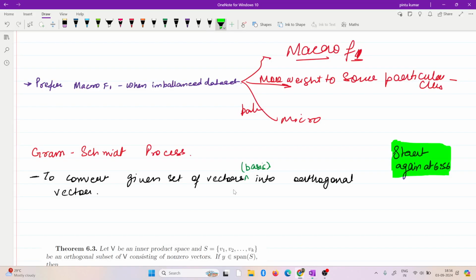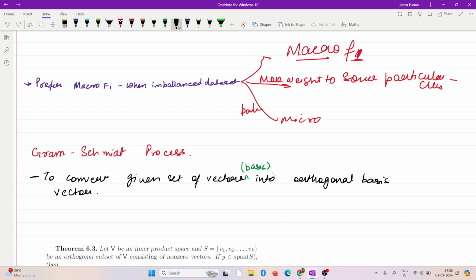Okay, I'll start again. This Gram-Schmidt process is used when you are given a set of basis vectors and you want to convert it to a set of orthogonal basis vectors. Then you use this Gram-Schmidt orthogonalization process.